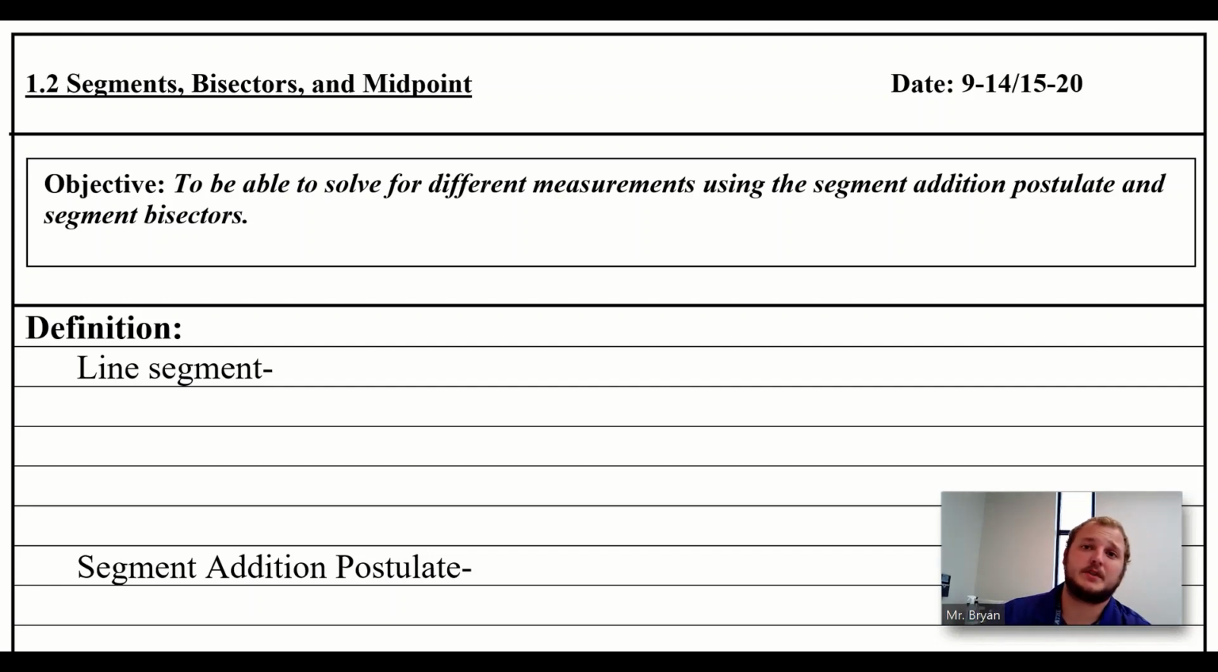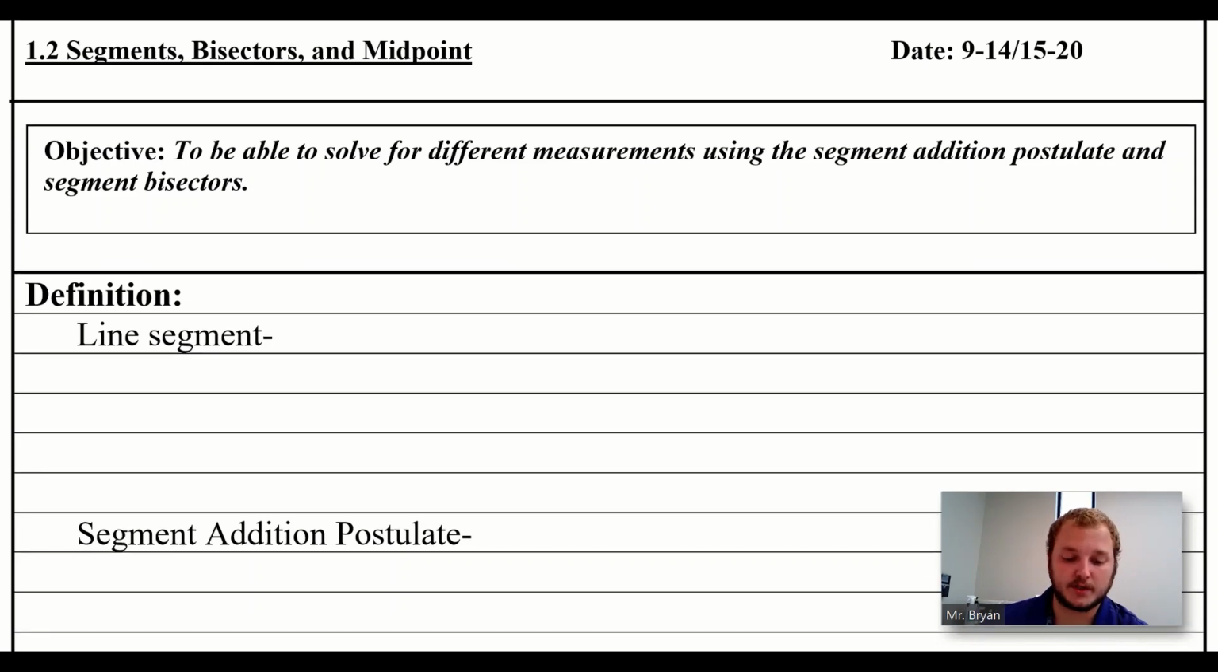Today's date is either the 14th or the 15th, depending on what day you have class. And the objective for today is that we want to be able to solve for different measurements using what we call the segment addition postulate, and then also using these things called segment bisectors. We'll get into all that.